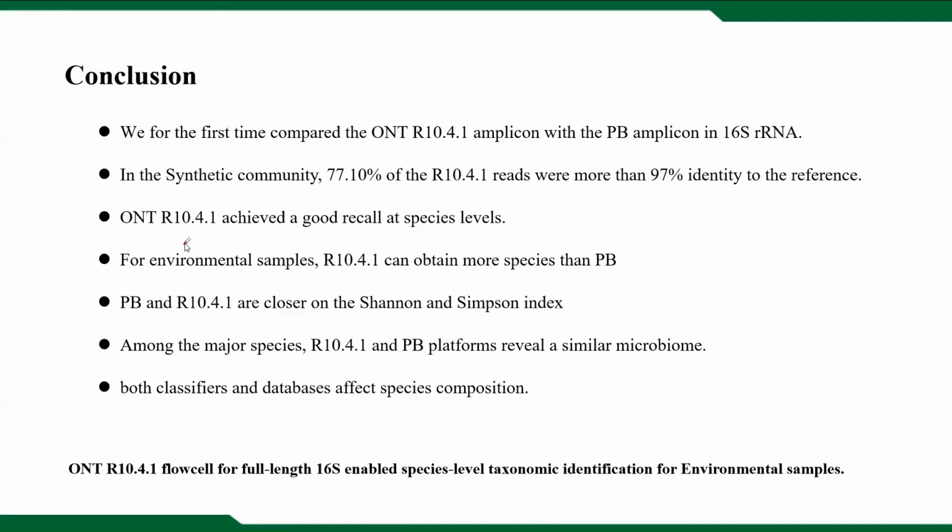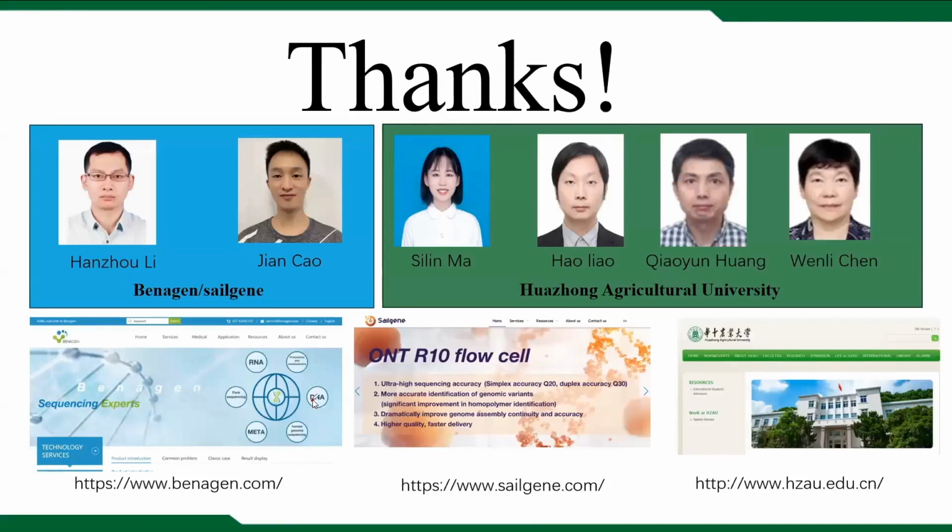For environment samples, R10 can obtain more species than PacBio. PacBio and R10 are closer on the Shannon and Simpson index. Among the major species, R10 and PacBio platforms reveal a similar microbiome. Both classifier and databases affect species composition. Overall, the Nanopore R10.4.1 flow cell for the full-length 16S enabled species-level taxonomic identification for the environment samples.